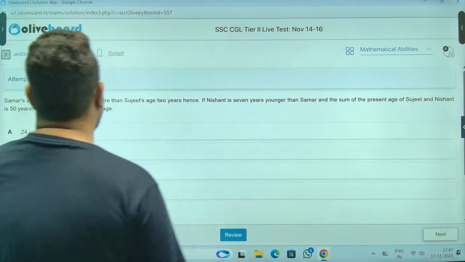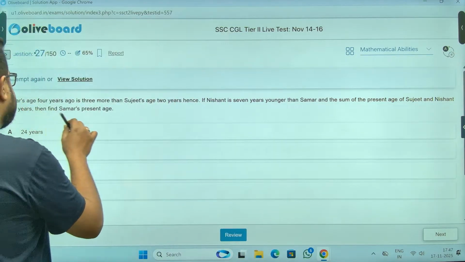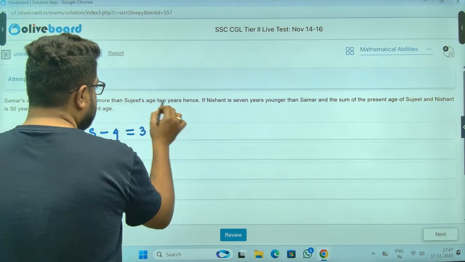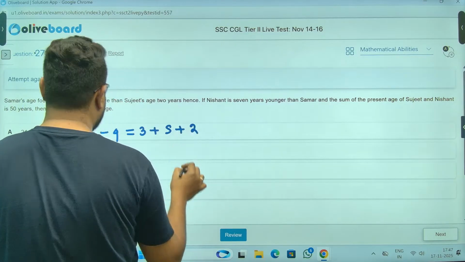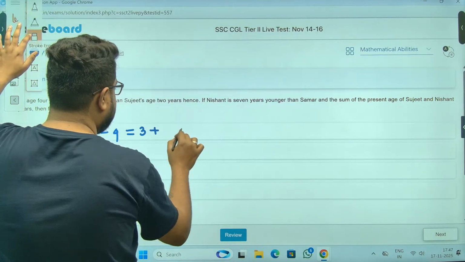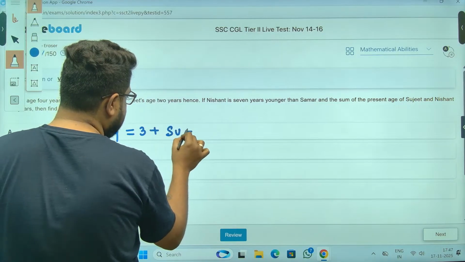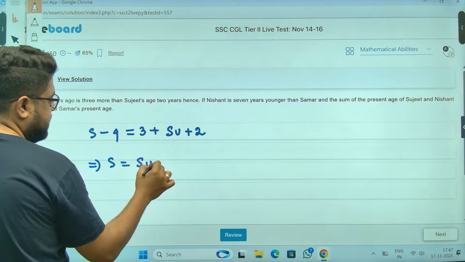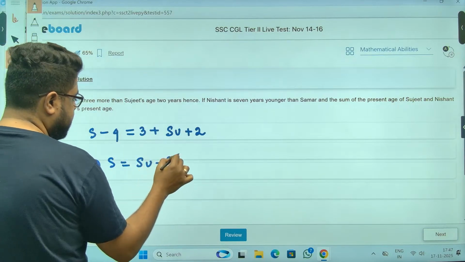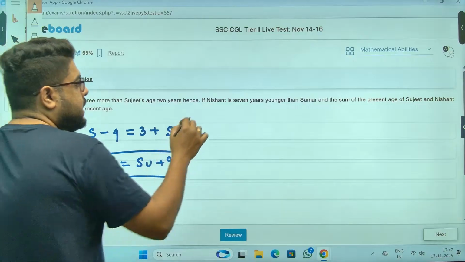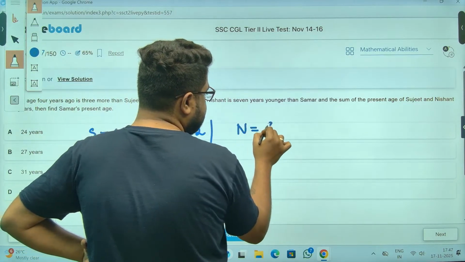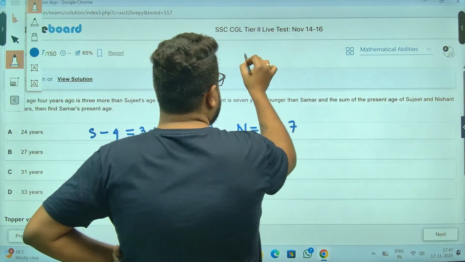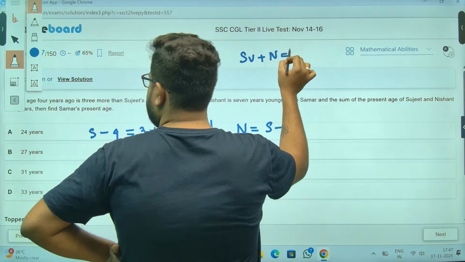Sir, again, age-related questions. Summer's age 4 years ago minus 4 is 3 more than Sujit's age 2 years hence. Sorry, I have to write something else, otherwise we'll get confused. Sujit's age 2 years hence. So Summer is Sujit plus 5, and sir 4, 9. Done. Nishant is 7 years younger than Summer. This is done. Achha. Sum of Sujit and Nishant is how much? 50 years.